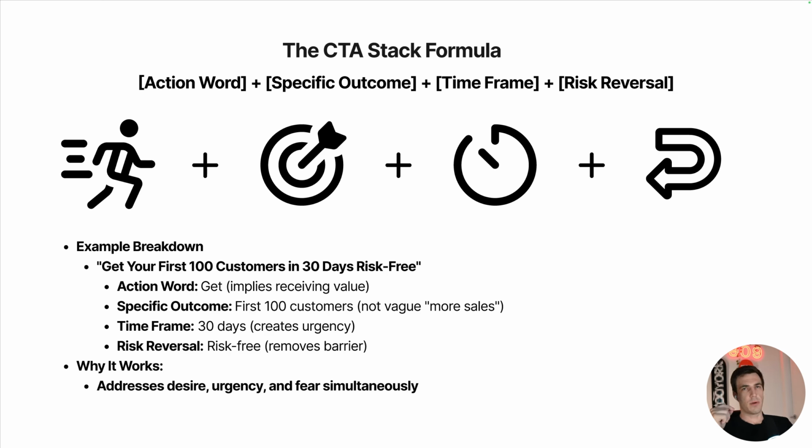The specific outcome would be first 100 customers, not vague like more sales. You're giving a specific time frame, 30 days. This creates urgency. And the risk reversal is risk-free, removing their biggest barrier. It addresses their desire, urgency, and fear simultaneously. Obviously, this is a lot, so you don't need to include it all within your call to action, but having a combination of these is best.